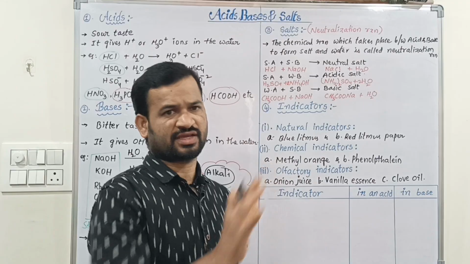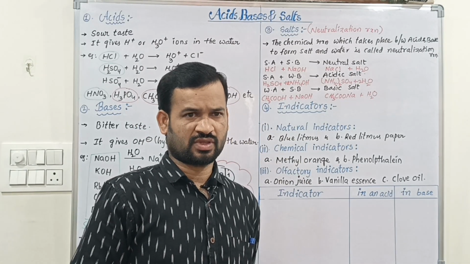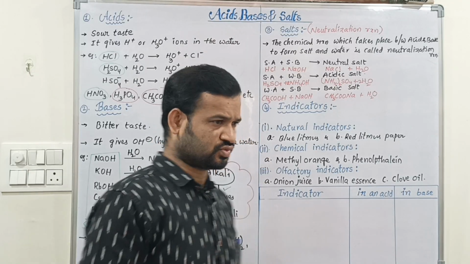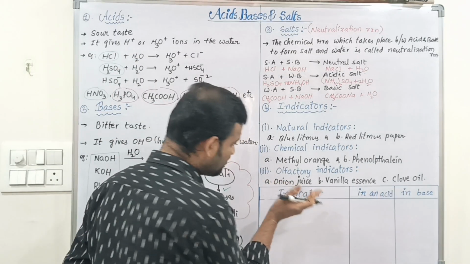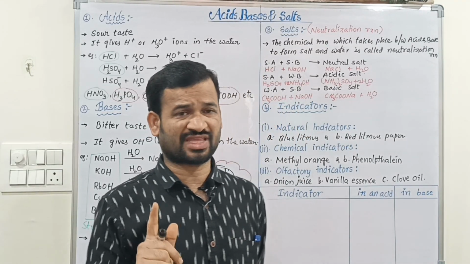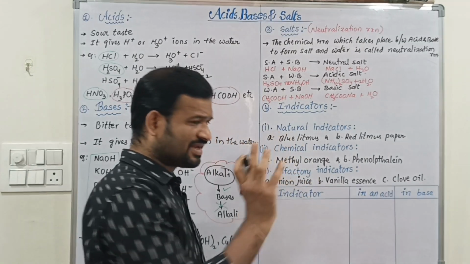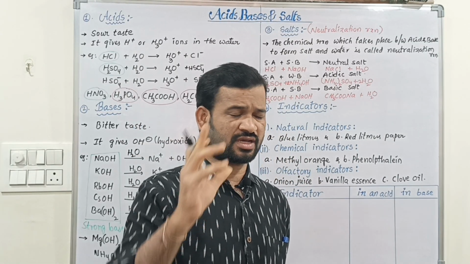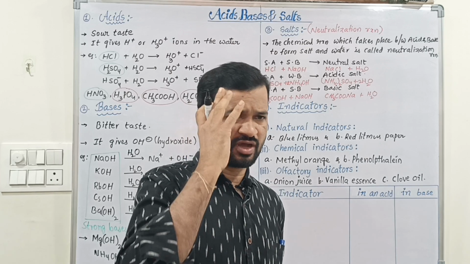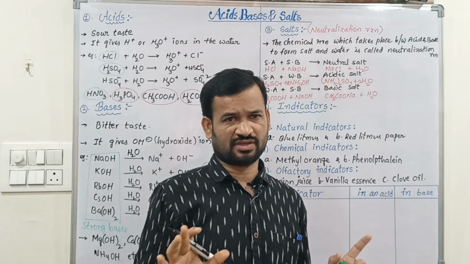In the objective section they will ask, what is the olfactory indicator in the following? What is the natural indicator? What is the chemical indicator in the following? Like that they will ask questions. Next, this table is very, very important. We can guess one skill-based question for the examination. They will give some solutions or compounds, chemical substances, and ask you to identify or observe the changes of these indicators with acid and base.